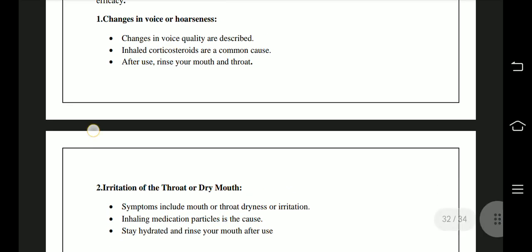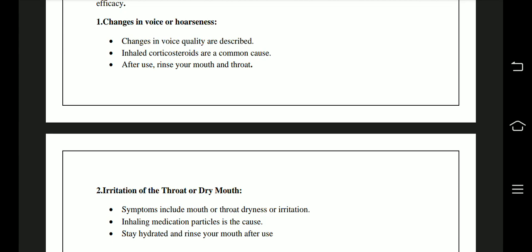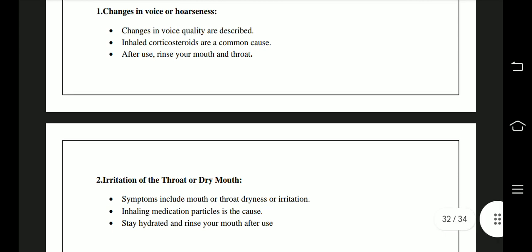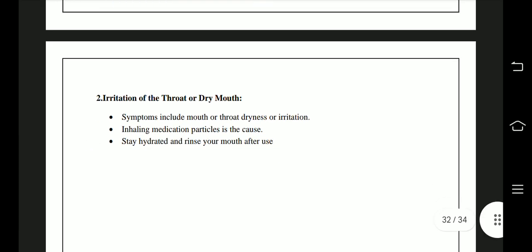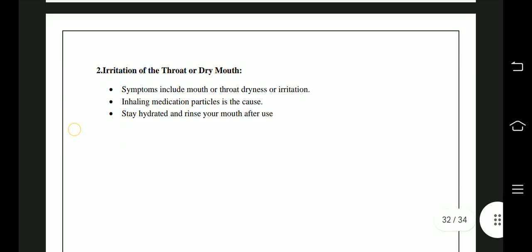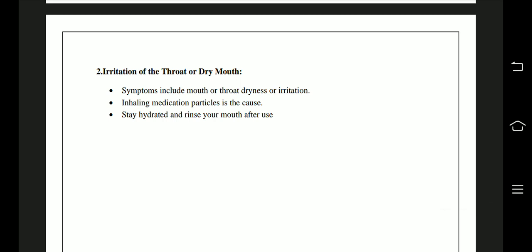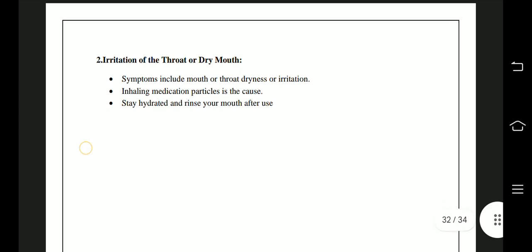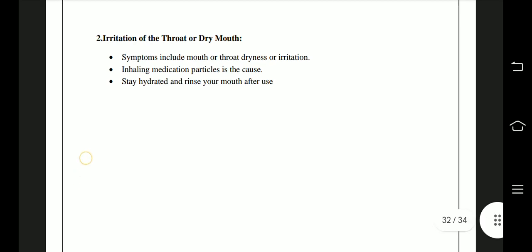Now I would like to explain the side effects involved in inhalers. Changes in voice or hoarseness. Changes in voice quality are described. Inhaled corticosteroids are a common cause. After use, rinse your mouth and throat. Irritation of the throat or dry mouth is also a side effect of inhalers. Symptoms include mouth or throat dryness or irritation. Inhaling medication particles is the cause. Stay hydrated and rinse your mouth after use.